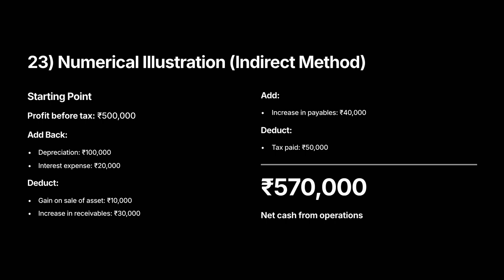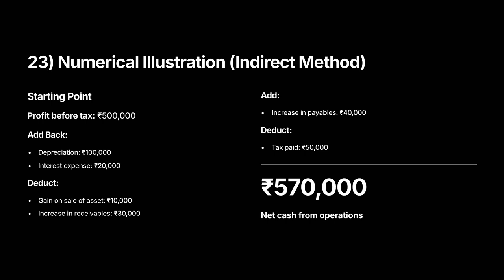Numerical illustration, indirect method. Example walkthrough. Profit before tax, 500,000. Add depreciation, 100,000. Interest expense, 20,000. Less gain on sale of asset, 10,000. Less increase in receivables, 30,000. Add increase in payables, 40,000. Less tax paid, 50,000. Net cash from operations equals 570,000. This shows how non-cash and working capital movements convert profit into cash.